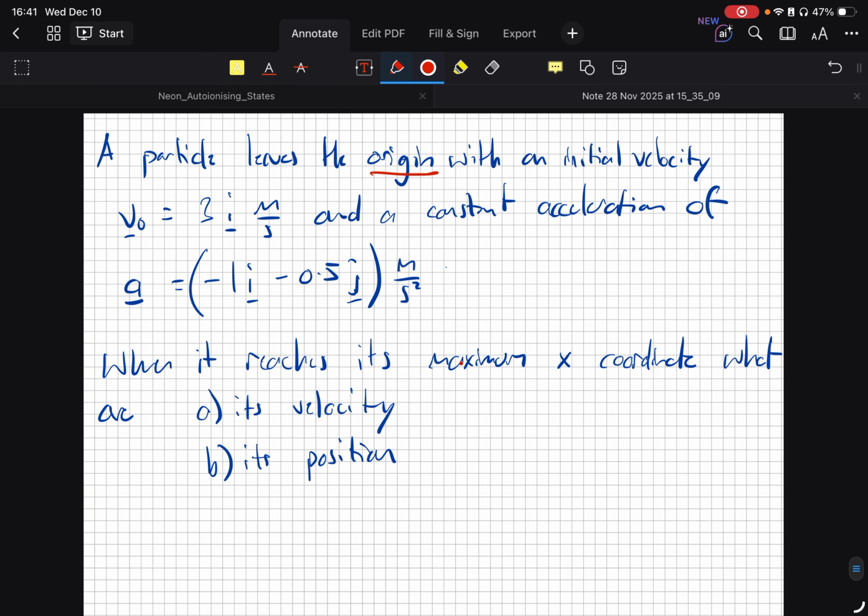Then the question asks us when it reaches its maximum x coordinate. This is important. We'll come back to that. What are its velocity and position? So the reason this is important is because it determines our strategy for the question.